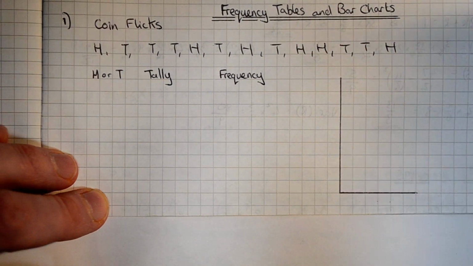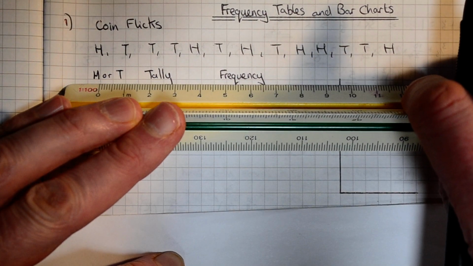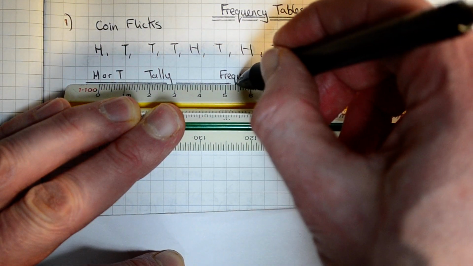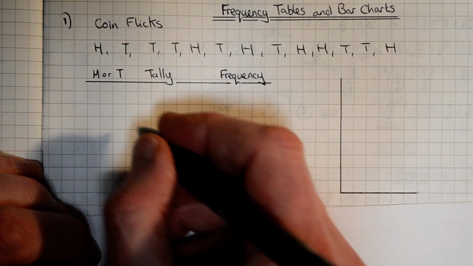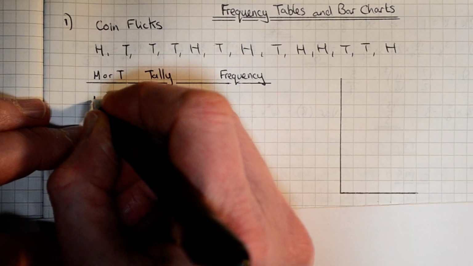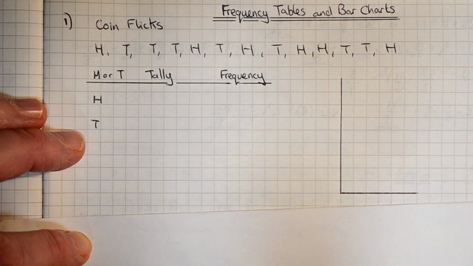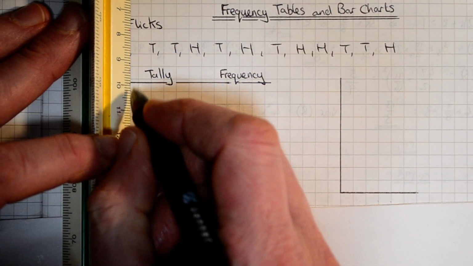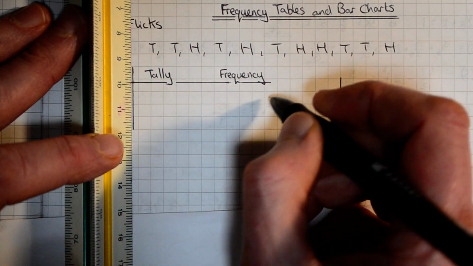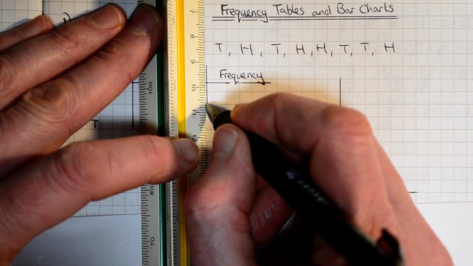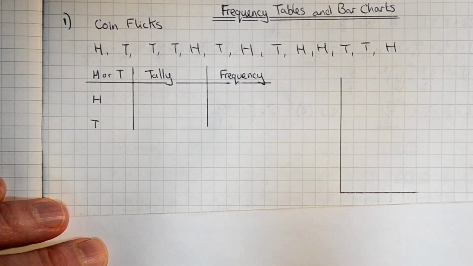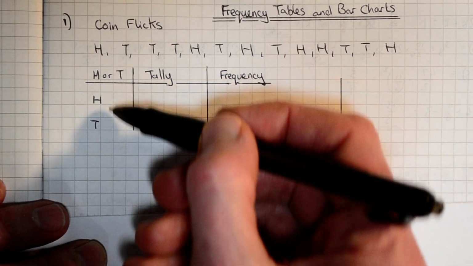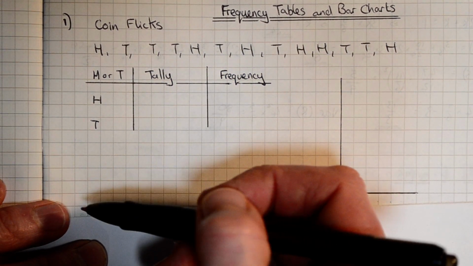So as I'm drawing this table, I'm thinking how many different categories or how many outcomes are there going to be, and it's just either heads or tails, so it's only going to be a small table, heads and tails. And there's our table. So 3 columns, and then it's got to be long enough for each category. So now we're ready to tally away.